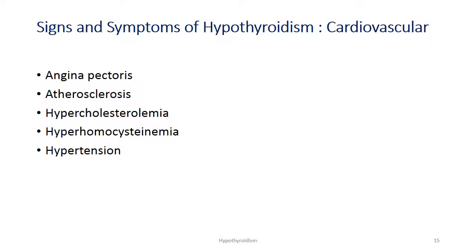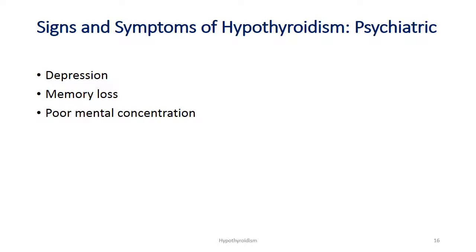Cardiovascular sets of signs and symptoms of hypothyroidism may include angina pectoris, chest pains, atherosclerosis, worsening of hypercholesterolemia, elevated homocysteine levels, and high blood pressure. And even if the patient has these conditions, hypothyroidism can worsen these symptoms. Some of the psychiatric type symptoms that can result from hypothyroidism or can be worsened by it include depression, memory loss, and poor mental concentration.